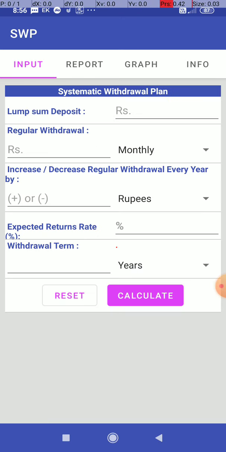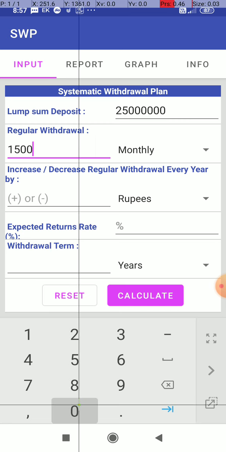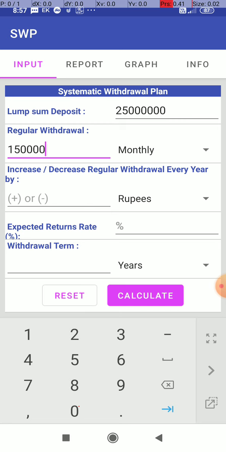So we'll go to the systematic withdrawal plan. In a systematic withdrawal plan, initially after 20 years, you have got a corpus of 2,50,00,000. Yes, it is 2,50,00,000, one more zero. This is your corpus, and now what we will do is withdraw 1,50,000 per month, because you have retired now and you want a monthly withdrawal of 1,50,000.